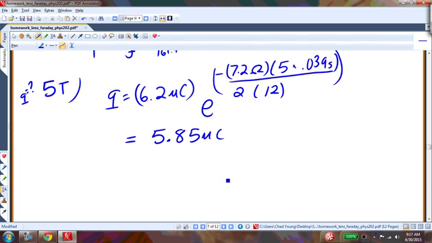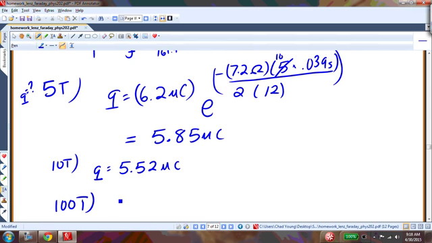I do the same thing for 10t and 100t. I'll just give you the numbers, but it's exactly the same, except you're going to change this to a 10 now. And here I get a charge equal to 5.52 microcoulombs. And finally at 100t, I get 1.92 microcoulombs.